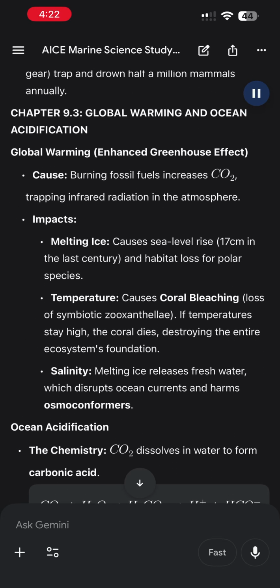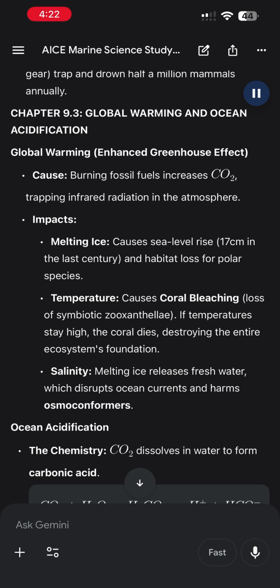Chapter 9.3, Global Warming and Ocean Acidification. Global warming, enhanced greenhouse effect. Cause. Burning fossil fuels increases CO2, trapping infrared radiation in the atmosphere. Impacts. Melting ice causes sea level rise, 17 centimeters in the last century, and habitat loss for polar species.